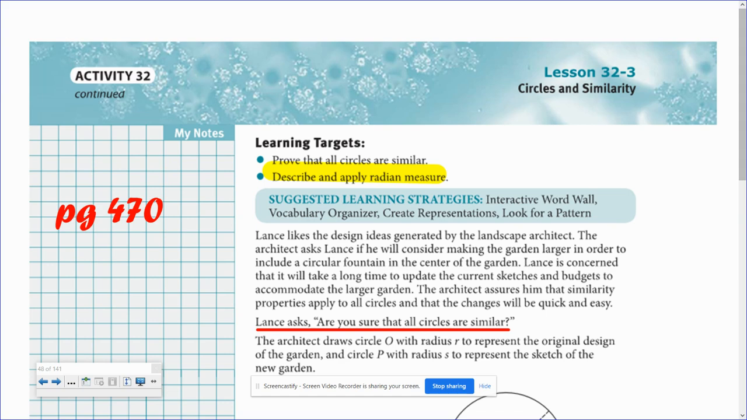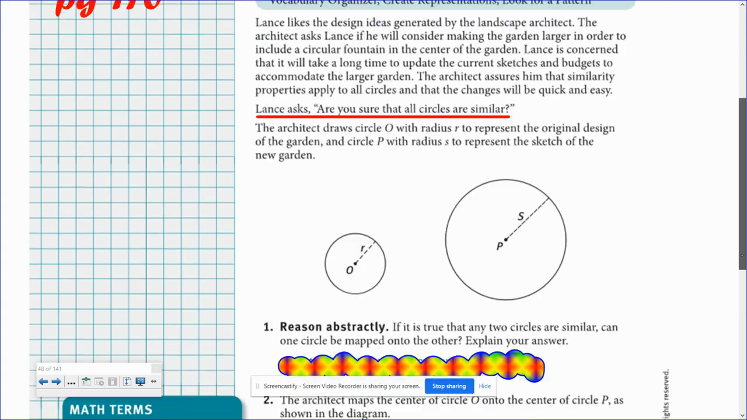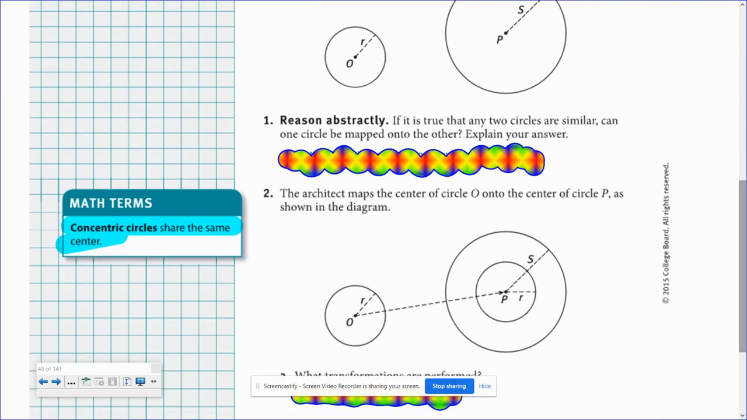Okay, so I want to start us off with this question that I have underlined in red here, which says, Lance asks, are you sure that all circles are similar? So remember, similar figures have the same shape, but they are not congruent. They look the same, they just may have different sizes. Now, if it is true that any two circles are similar, can one circle be mapped onto the other? They have this picture here with circle O and then circle P. They're saying, can we map one circle onto the other? Meaning, in this picture below, can we move circle O so that it's with circle P?